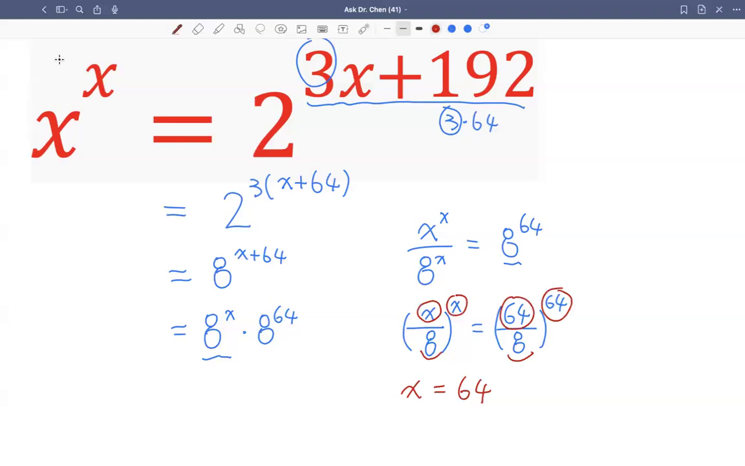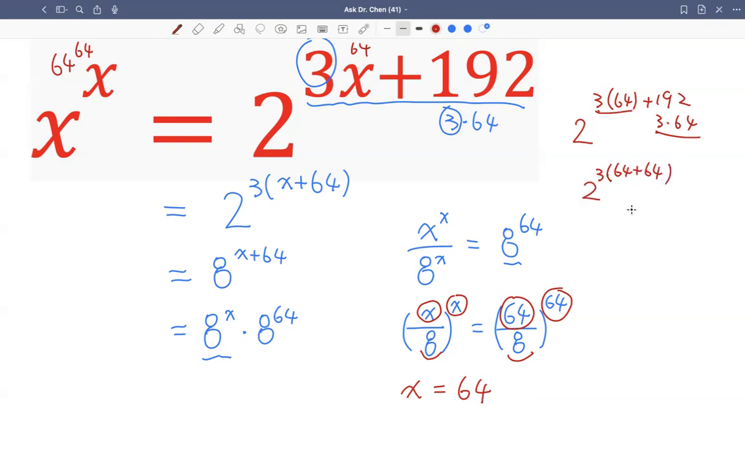If we go back to check, we get 64^64 on the left-hand side. Let's check the right-hand side: 2 raised to 3 times 64 plus 192. 192 is 3 times 64, so we can write this as 2 raised to 3 times (64 plus 64), because the common factor is 3. I have this 3 times 64, and you have this 3 times 64.